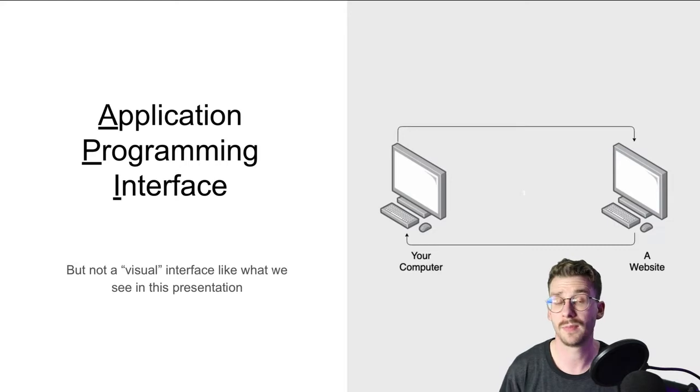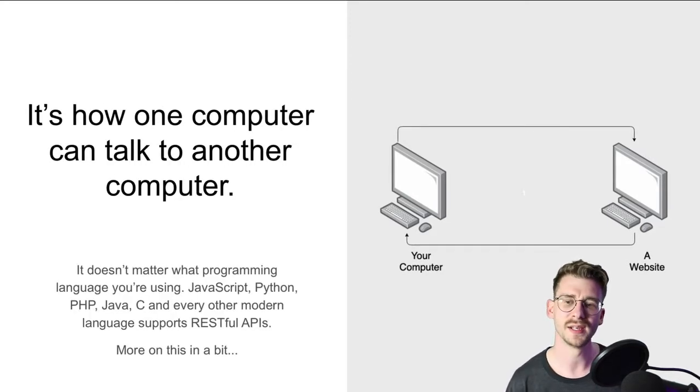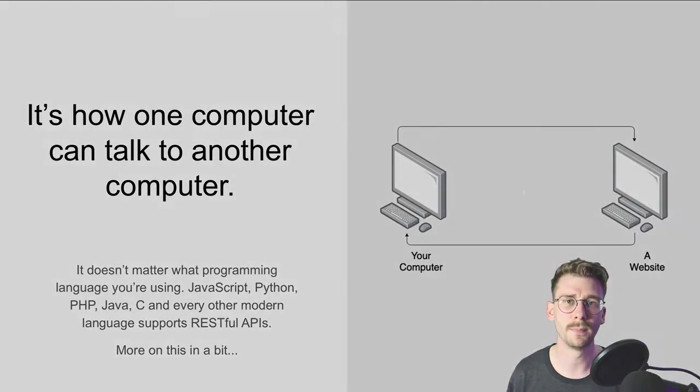So it's sort of visual. If you were a computer, it would seem visual, but we're not, so we can't see it, and it just looks like a wall of code. But essentially, all it is, is one computer talking to another. That's it. It's very, very simple, and it doesn't matter what programming language you're using. You can use JavaScript, Python, PHP, Java, Ruby, any variation of C. Basically, any language that supports internet communication will support APIs and RESTful APIs, and there is a difference. We'll talk about those in just a little bit.